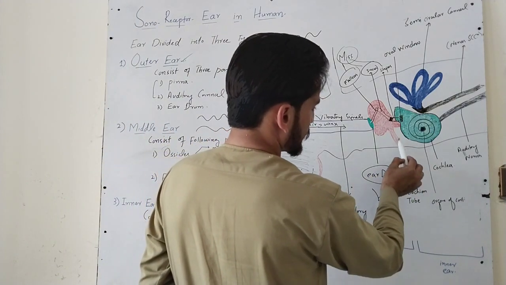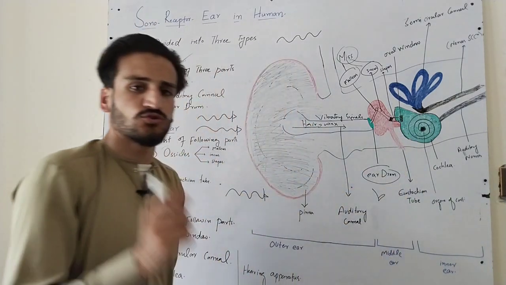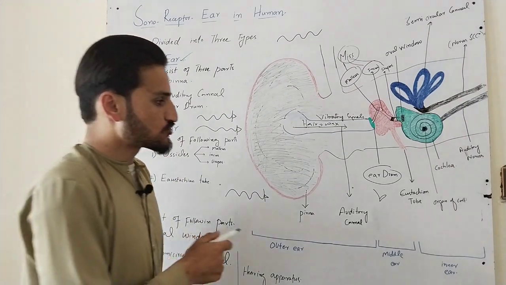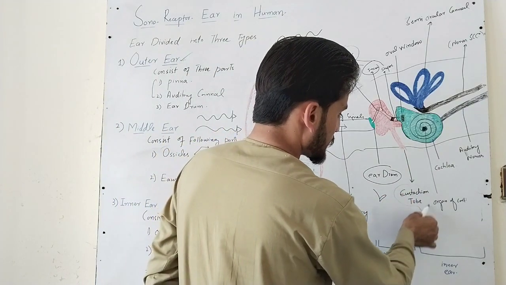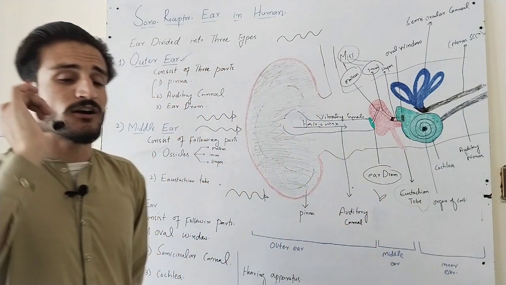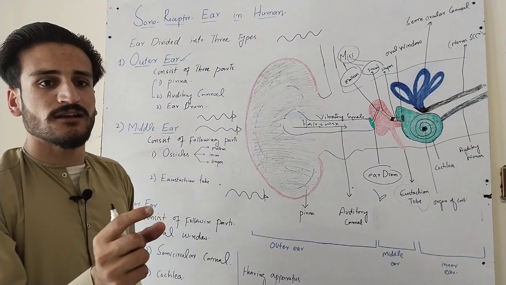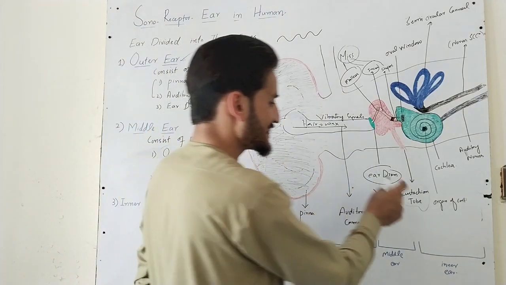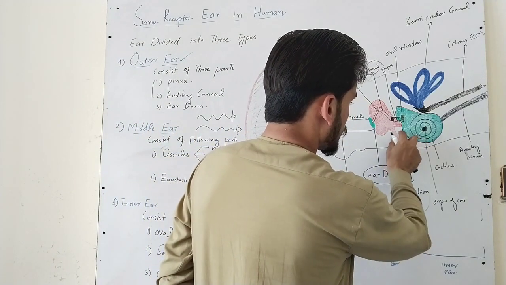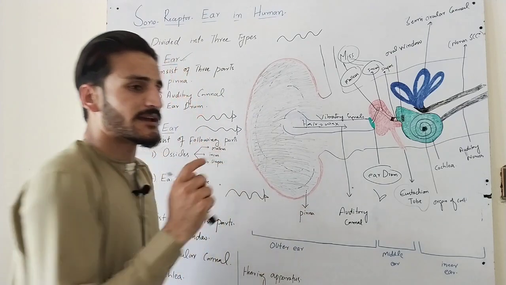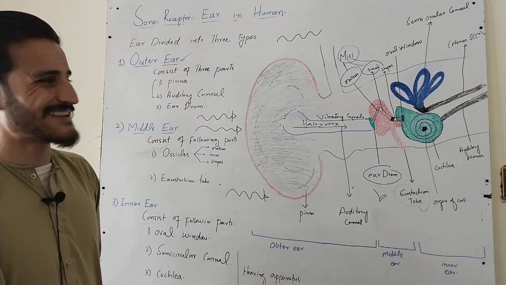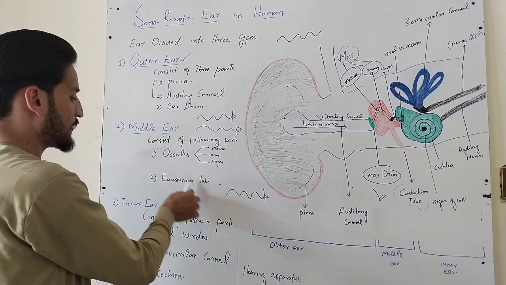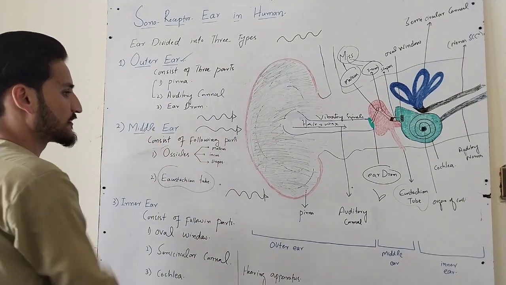Look at this eustachian tube. The eustachian tube is a tube which connects with the nasal cavity. It is present in the ear region, but it connects with the nasal cavity located in the nose region. So the eustachian tube is a connecting channel between the ear and the nose region. These two structures, the ossicles and the eustachian tube, are located in the middle region.